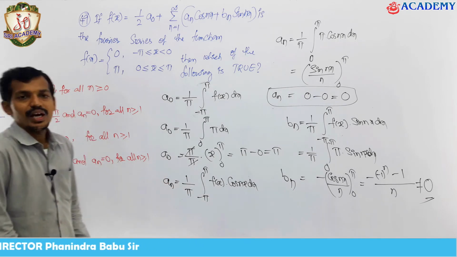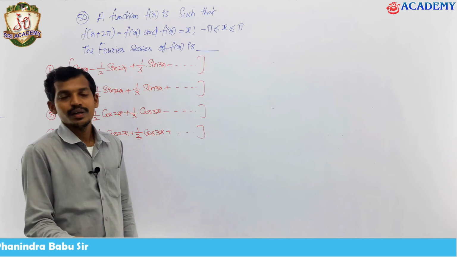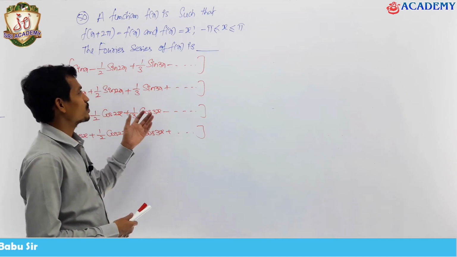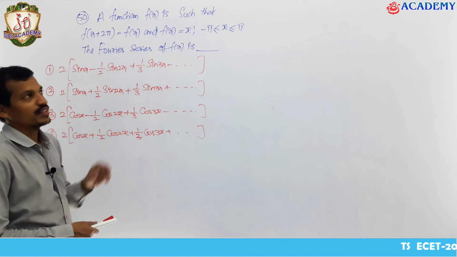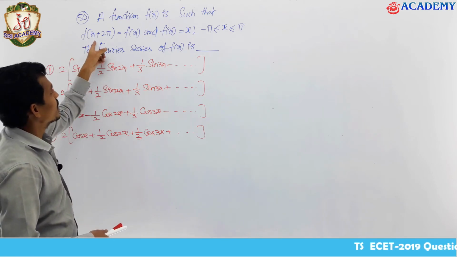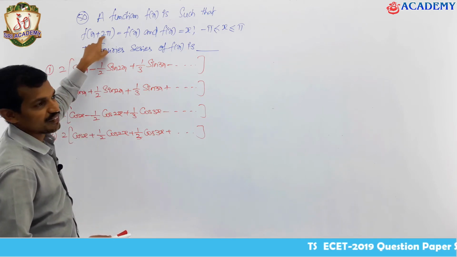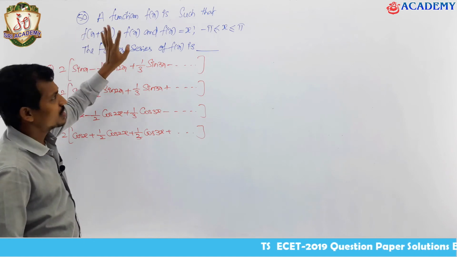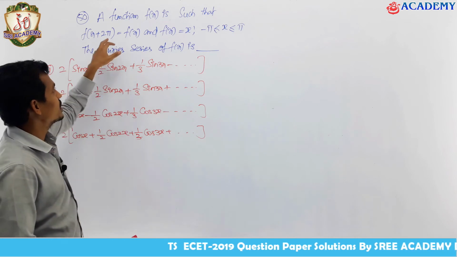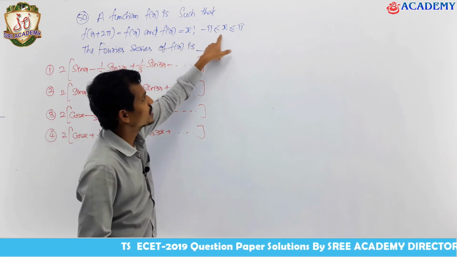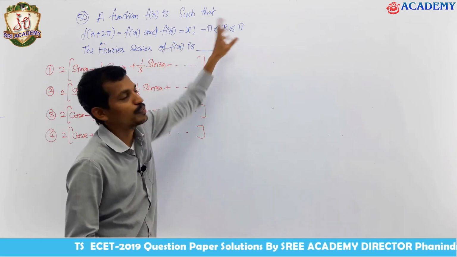Okay, let's see the other problem. Coming to this problem, this is the last problem of this paper. This is the given function, and he is saying this is a periodic function of length 2 pi. The Fourier series exists only for a length of 2 pi, so indirectly the function is defined from minus pi to pi.